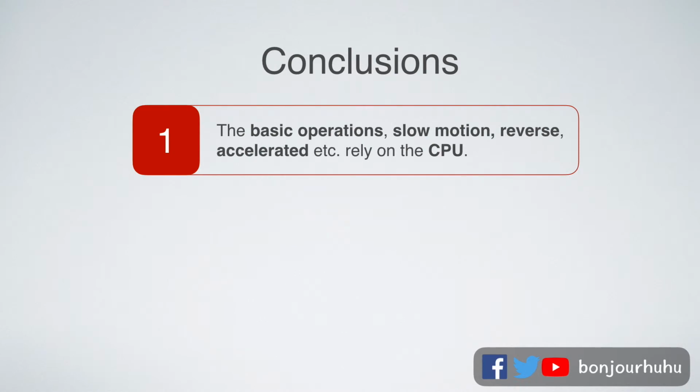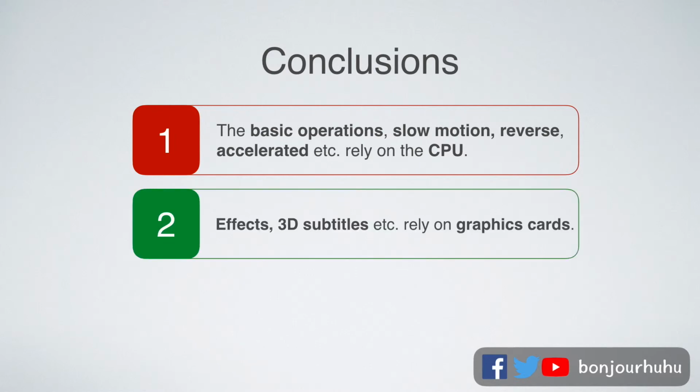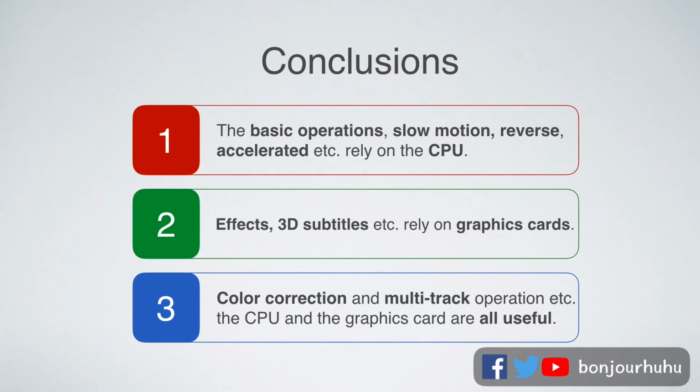Through today's test, we can draw the following conclusions. First, the basic operations, slow motion, reverse, accelerated, etc. rely on the CPU. Second, effects, 3D subtitles, etc. rely on the graphics card. Third, color correction and multi-tracks operation, etc. The CPU and the graphics card are all useful.